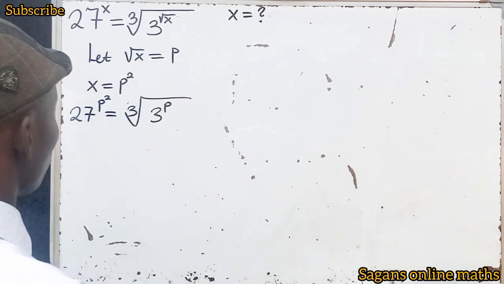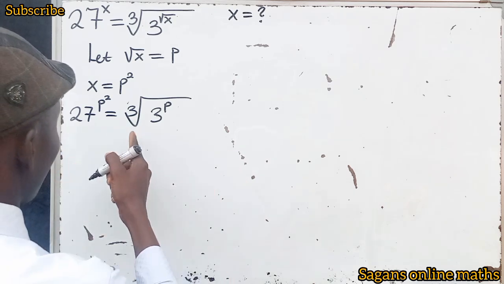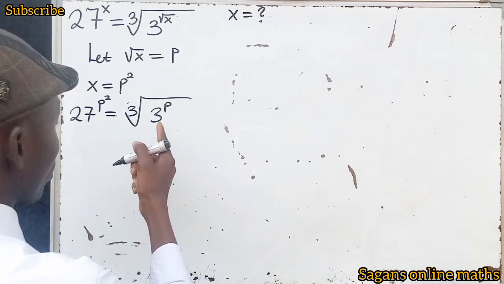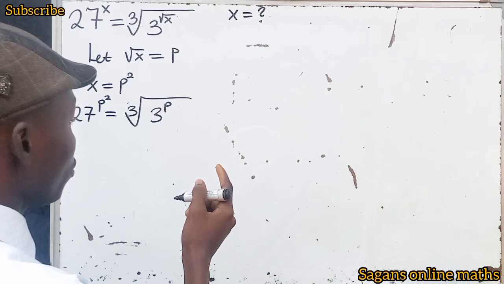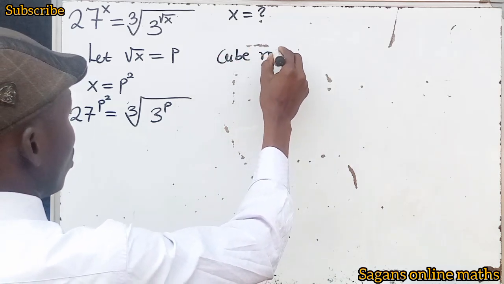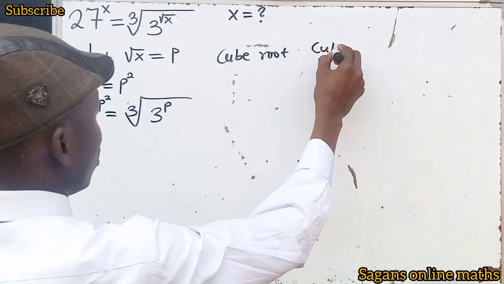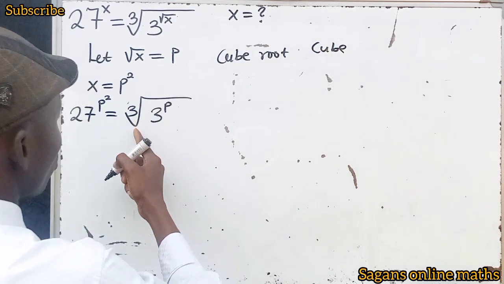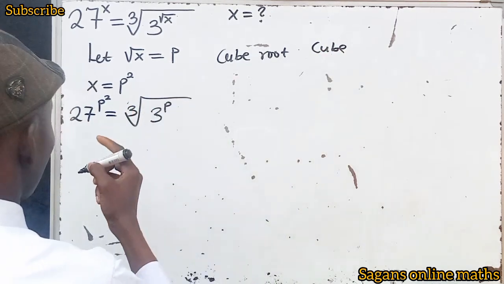Now our second step: we want to remove this cube root. So what are we going to do? We have to take the cube of both sides. Not cube root, we are dealing with cube root and cube. Now this is cube root, so we want to take the cube of both sides.